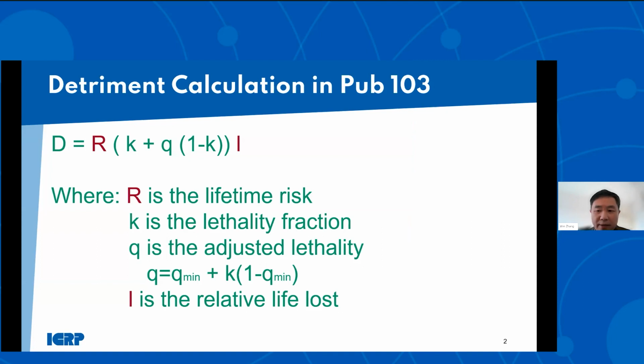The detriment is calculated by this equation. This is defined in ICRP Publication 103. R is the lifetime nominal risk. K is the lethality of the diseases, and Q is the quality of life after the onset of the disease. L is the relative cancer-free life lost.